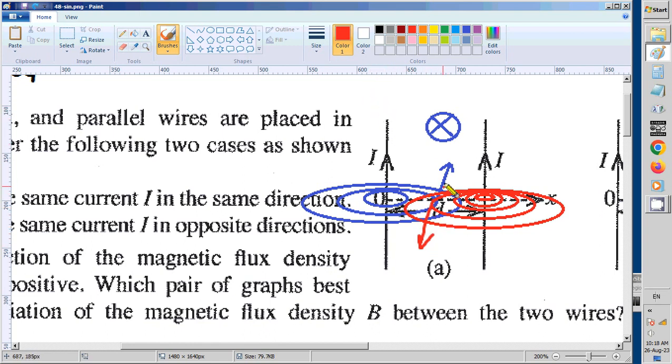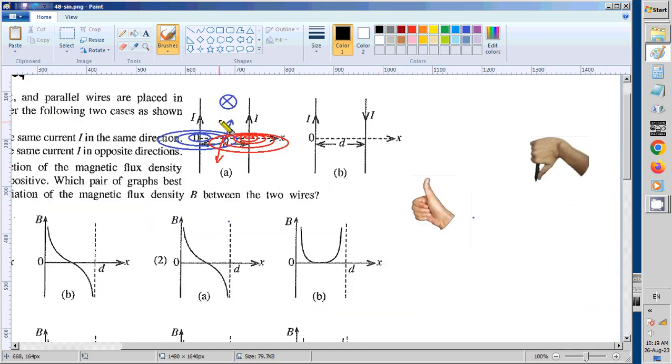So the direction is opposite and the magnitudes are equal. Why? Because the distance from each wire is the same, and the current also is the same. Therefore the magnitudes must be the same. So opposite direction, same magnitude. So the resultant is 0.